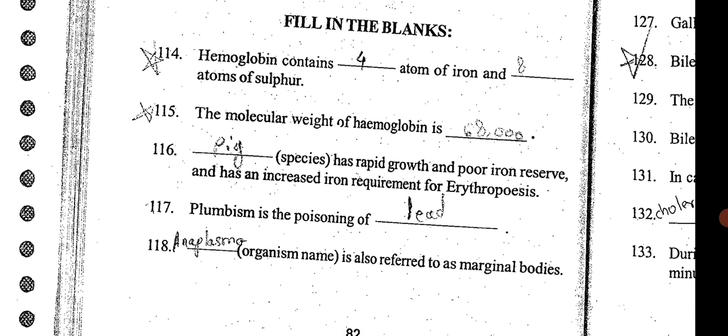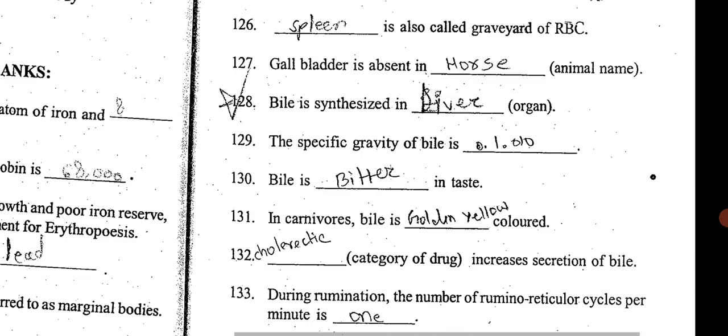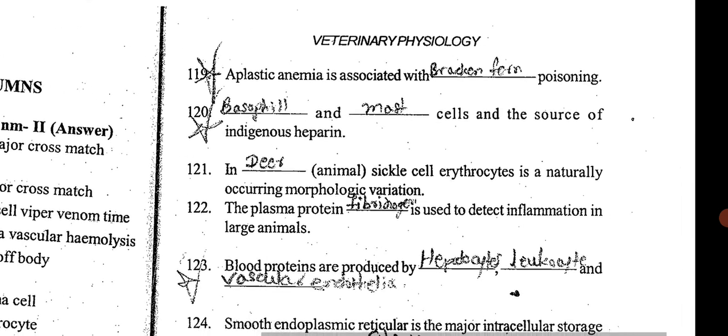Plumbism is the poisoning of lead. Lead is denoted as Pb, and the poisoning of Pb is plumbism. Anaplasma marginale is an intracellular parasite referred to as marginal bodies. As the name indicates, anaplasma marginale will be on the margin, so it is also referred to as the marginal bodies in the red blood cells.